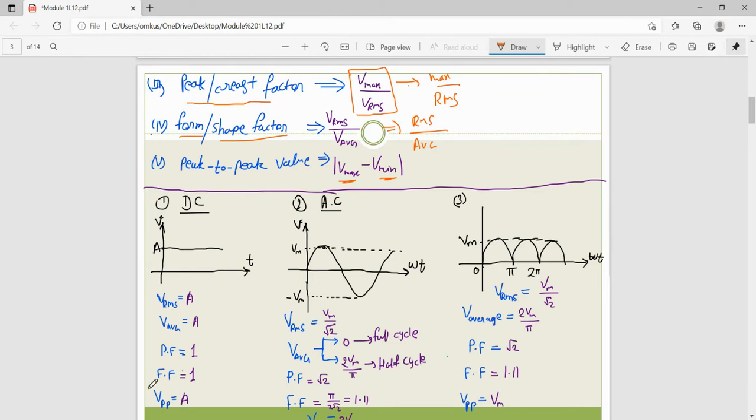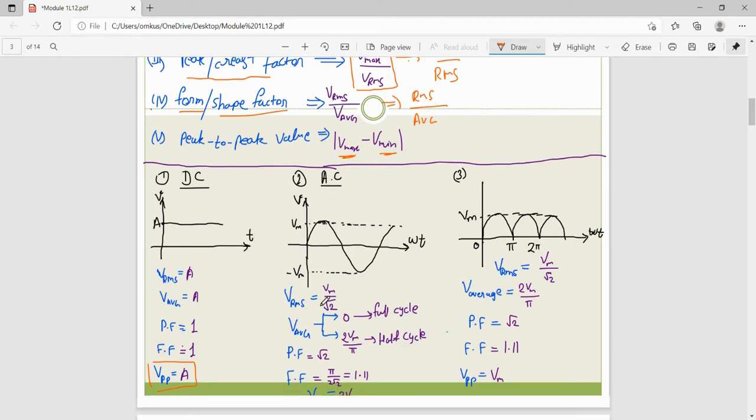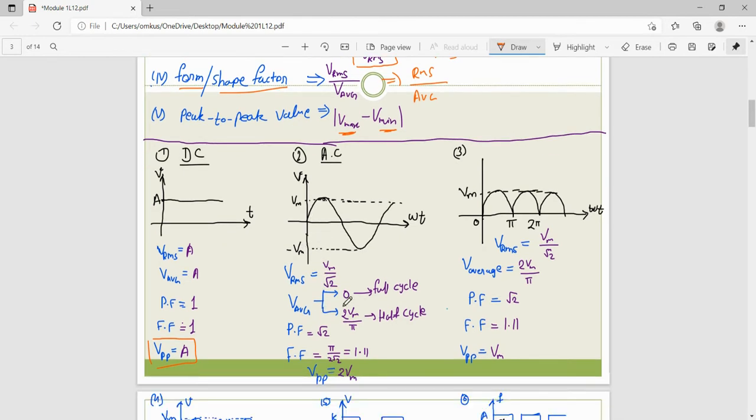So that's why the peak to peak value is A. Similarly, for this Vmax and Vmin, Vm minus of minus Vm is twice of Vm. Both minus minus becomes plus, so here V peak to peak is twice of Vm. I hope this peak to peak is clear to you.